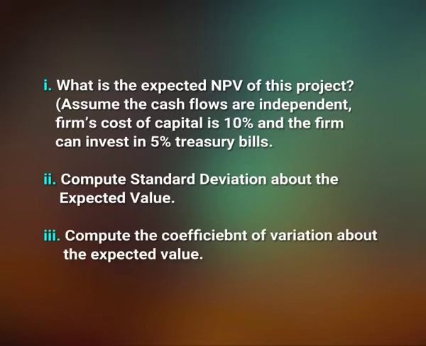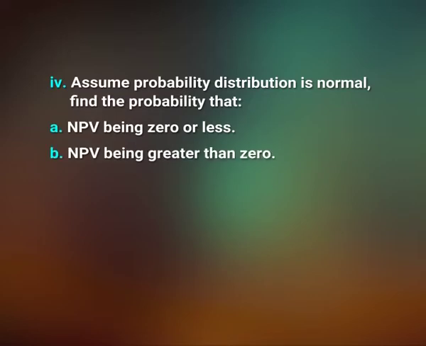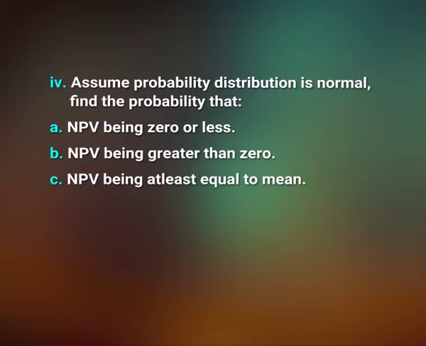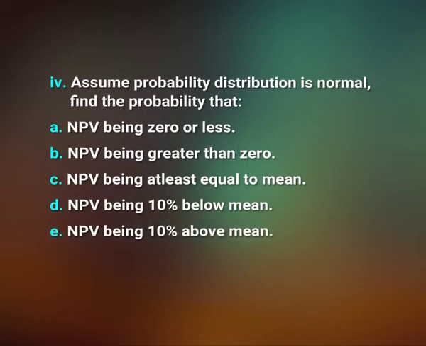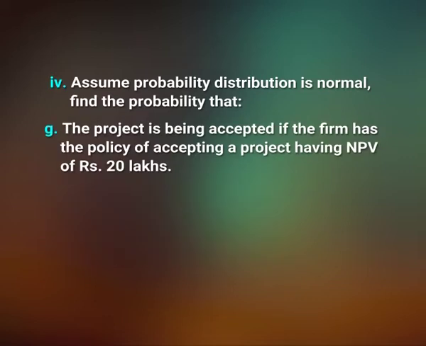Third, compute the coefficient of variation about the expected value. Fourth, assume the probability distribution is normal. Find the probability that A, NPV being 0 or less, B, NPV being greater than 0, C, NPV being at least equal to the mean, D, NPV being 10% below the mean, E, NPV being 10% above the mean, F, NPV between 20 lakhs to 30 lakhs. Then G, the project is accepted if the firm has the policy of accepting a project having a net present value of rupees 20 lakhs.